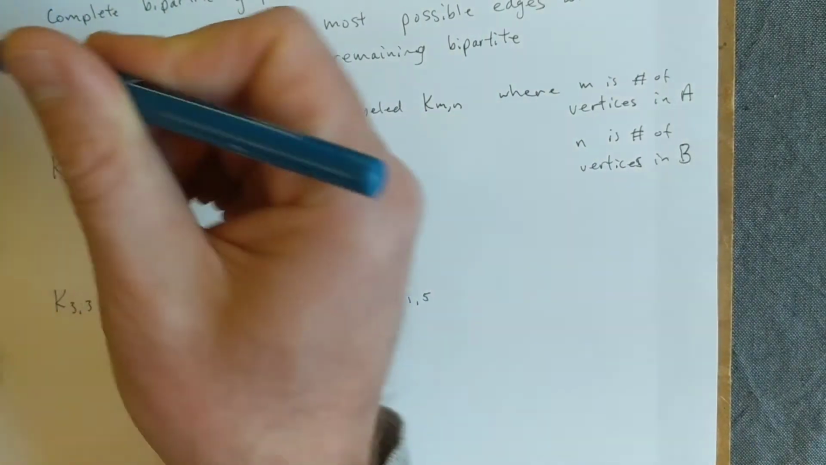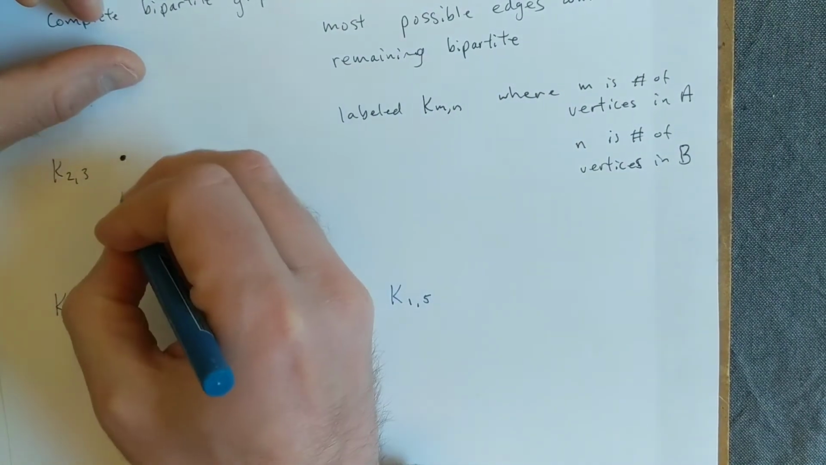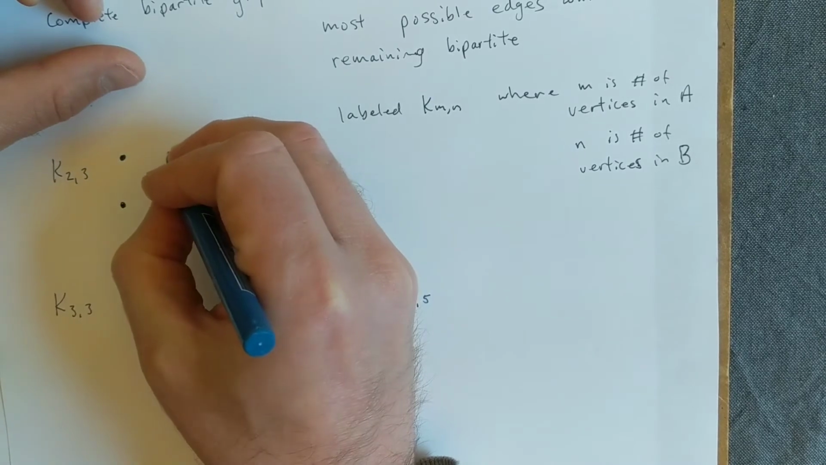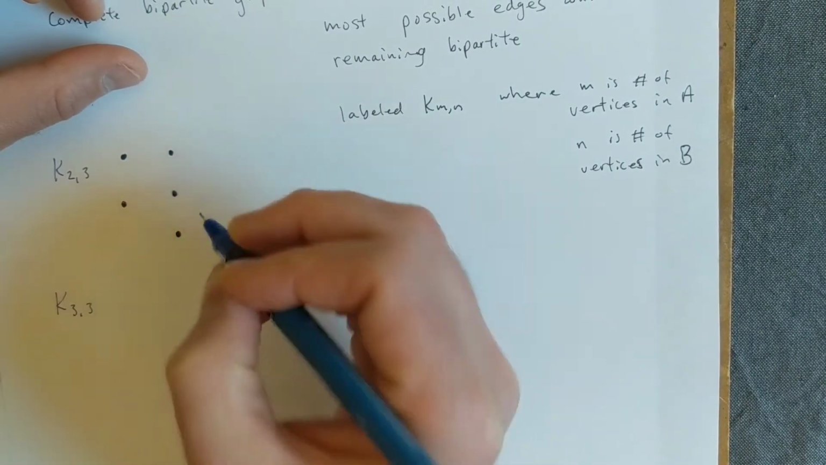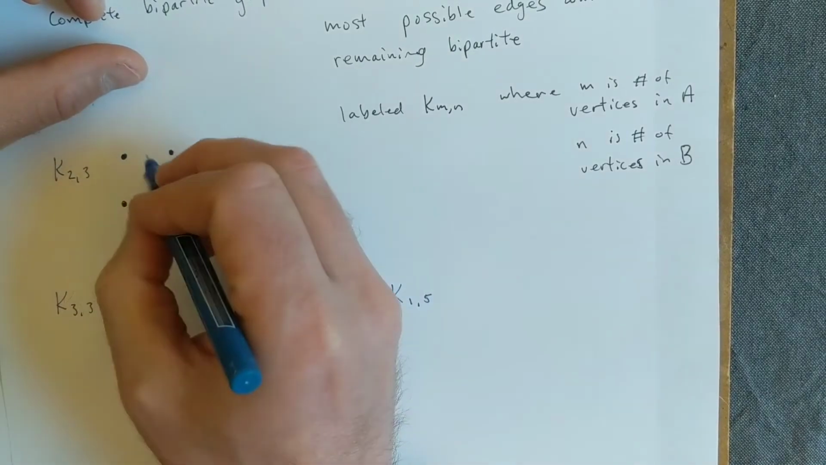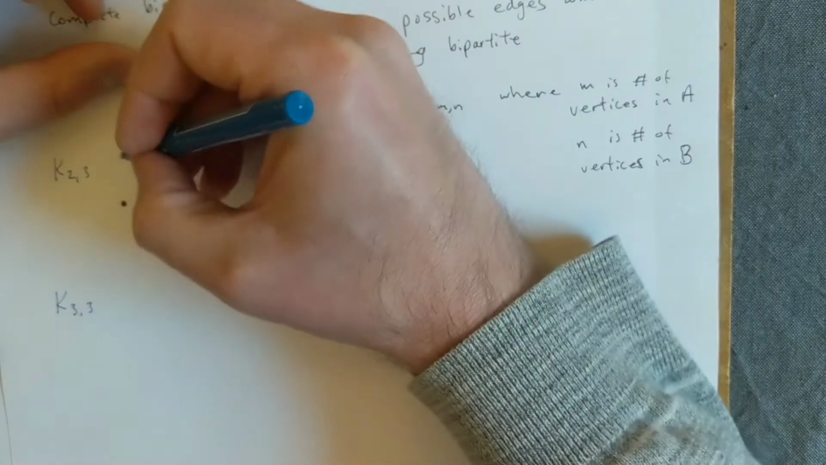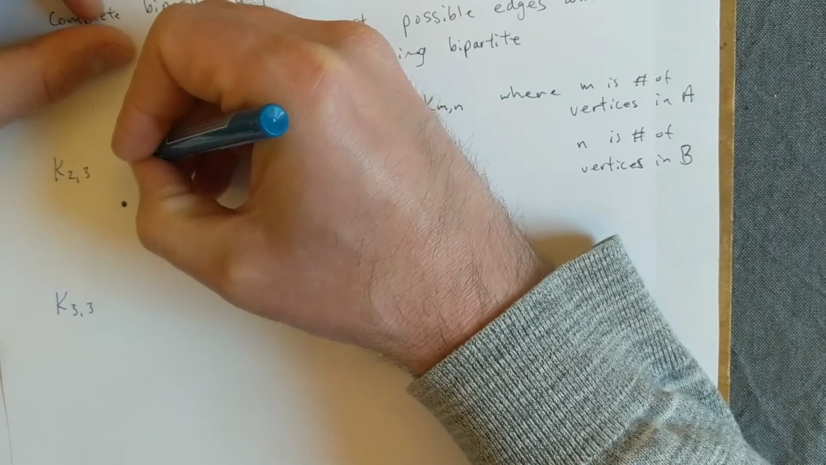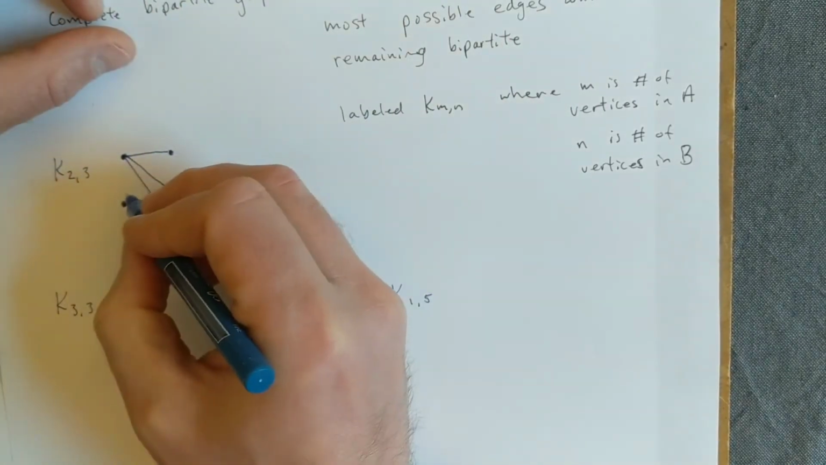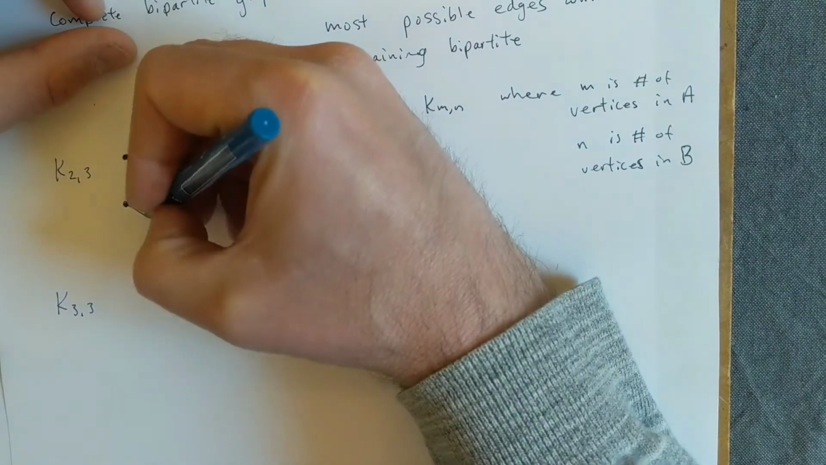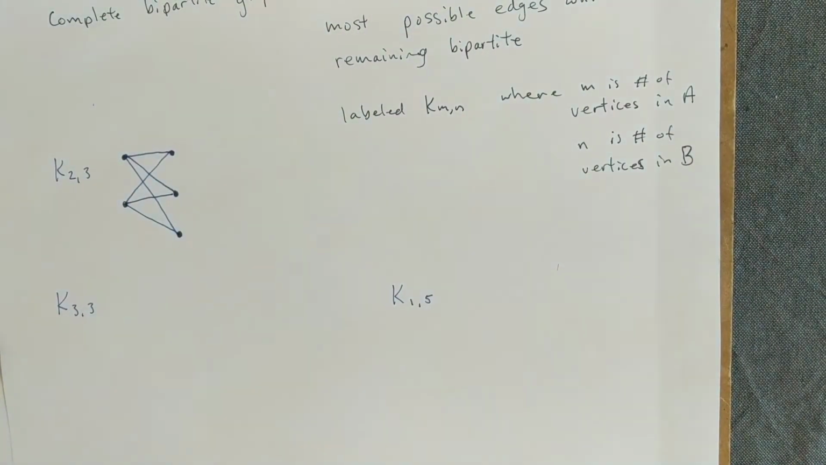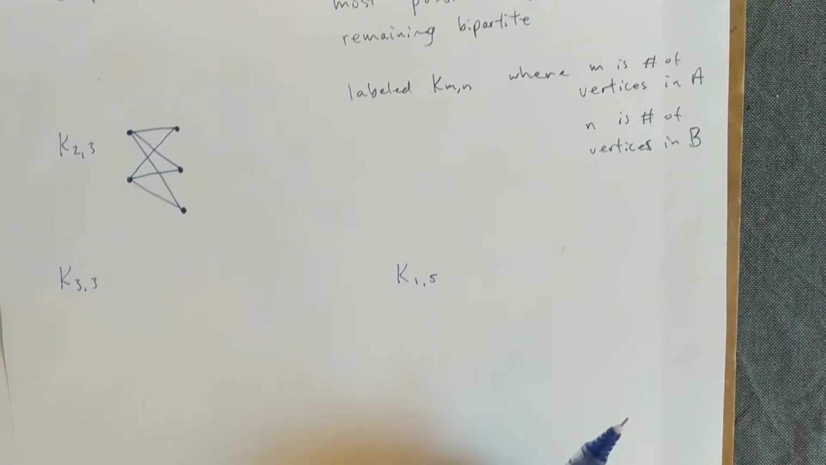And then remember, to be bipartite, so I'm going to put 2 in A for K_{2,3} and 3 in B. I remember the rule is I can't connect within them, I can only connect across, so I'm going to connect each vertex in A to all the vertices in B and do the same thing with the second one. And that's it. There's K_{2,3}, right? I can't connect within a set. That would be violating the bipartite rule.